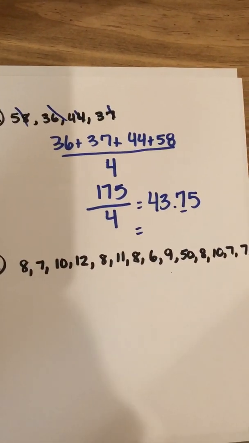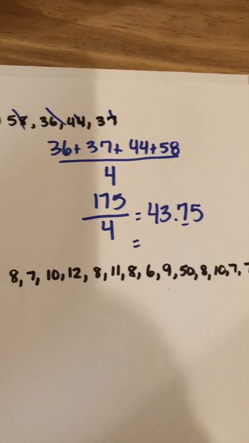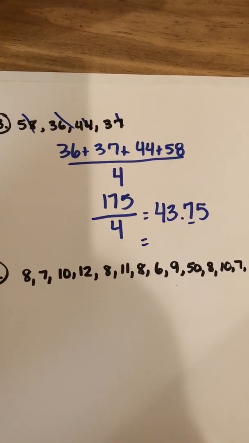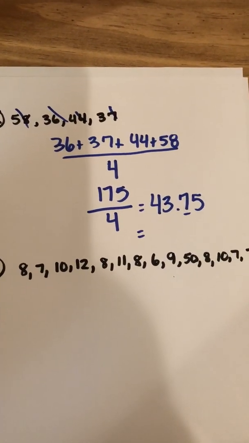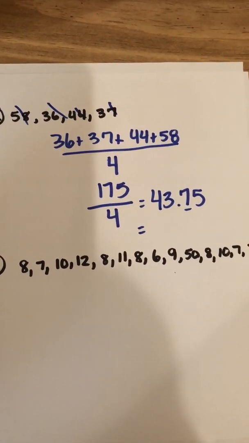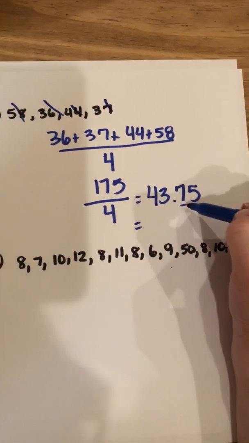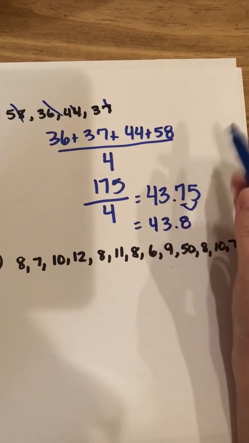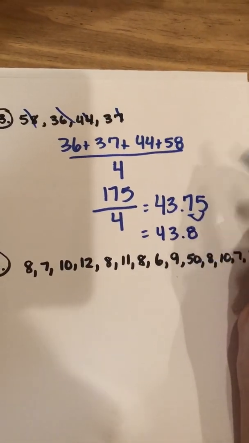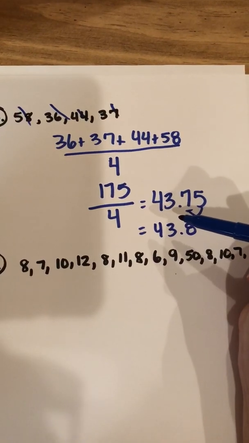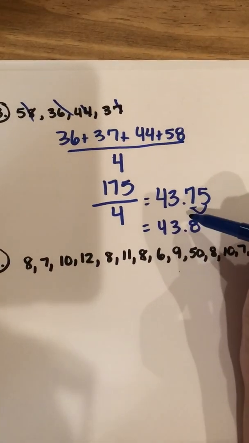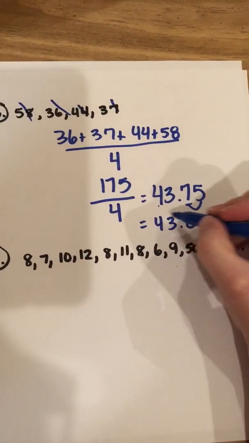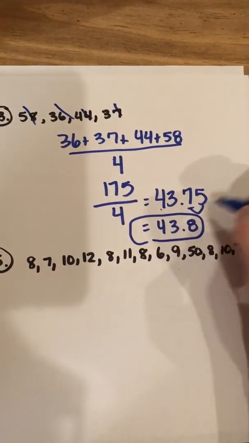Let me do those one more time. 36 minutes, 58 plus 44 plus 37 plus 36, 175 divided by 4. Should go to the nearest tenth. But it would make sense to leave it as 75 hundredths, sorry, not a quarter, 3/4, because that would be 43 minutes and 3/4. But the average time is 43.8 minutes.